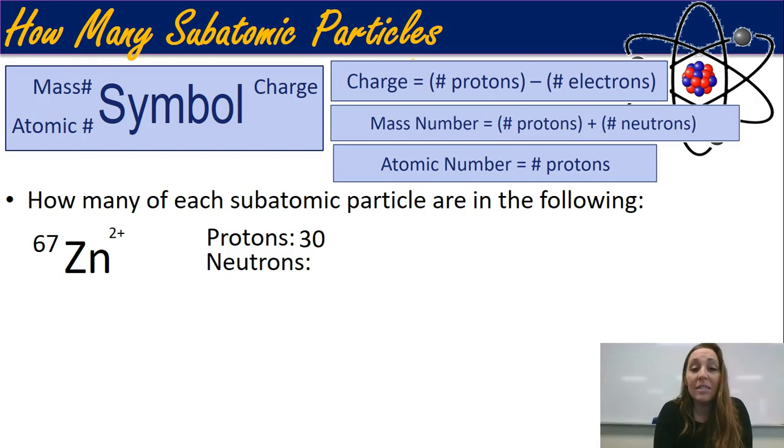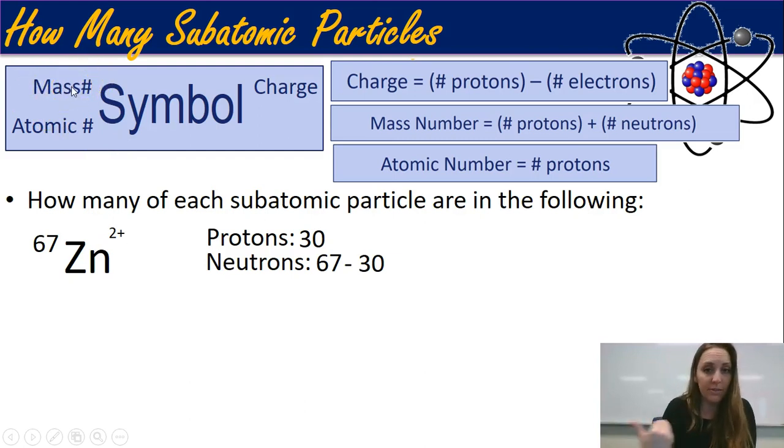Okay, now let's find the neutrons. So when looking at this, to find the neutrons, the equation I want is that the mass number equals the number of protons plus the number of neutrons, which also means the mass number minus protons equals neutrons. So the mass is 67, because that's up top, minus 30. So the mass is the number of protons and neutrons. So if you take away the protons from it, you're left with just neutrons. So you have 37 neutrons.